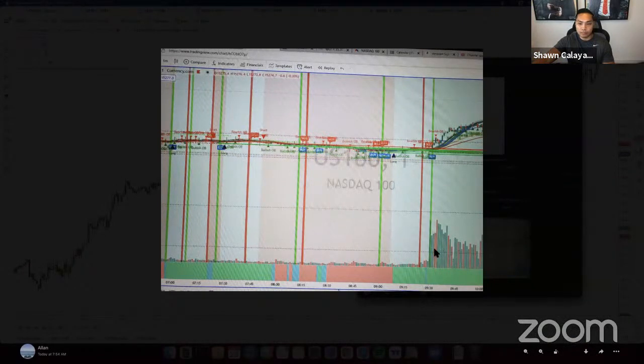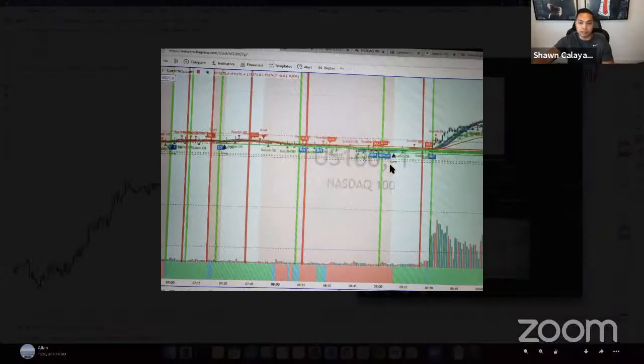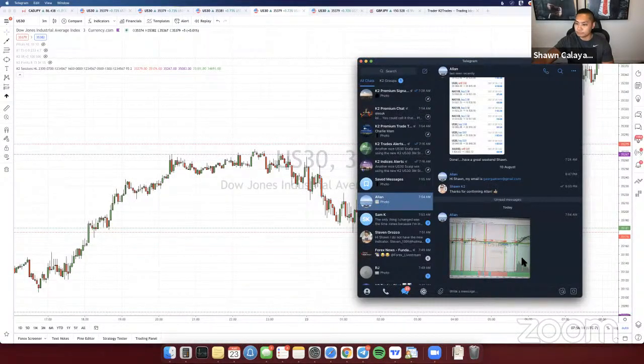You also have the volume indicator right here. You have way too many indicators on your chart. In order to fix this, Alan, you need to turn off the one that has the buy sell buttons right here, and then that should fix it. Yeah, no problem, Alan. So Alan just fixed it there.